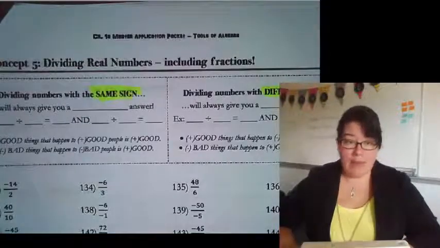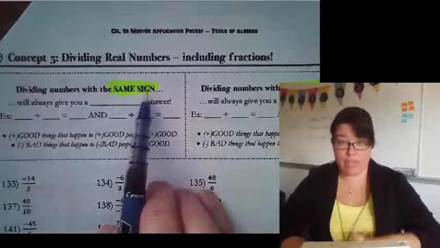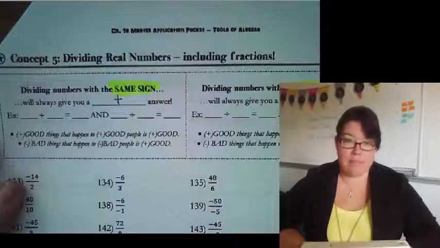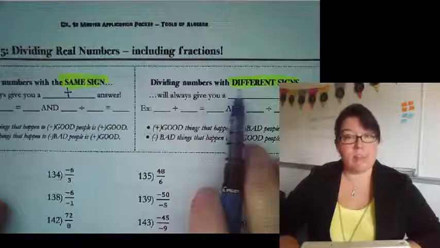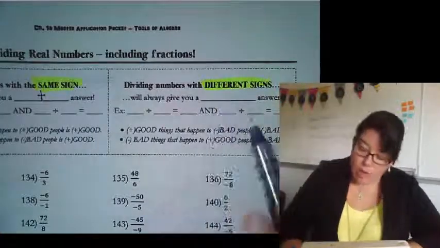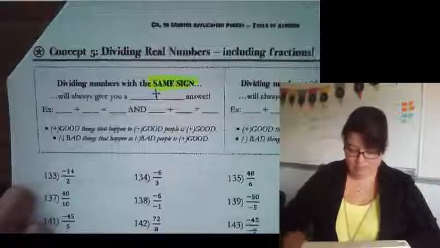Just like with multiplying, if you are dividing numbers with the same sign, so two positives or two negatives, then it will give you a positive answer every time. If you are dividing numbers with different signs, a positive and a negative, or a negative and a positive, then it will always give you a negative answer. Okay, so let's take a look at some examples.